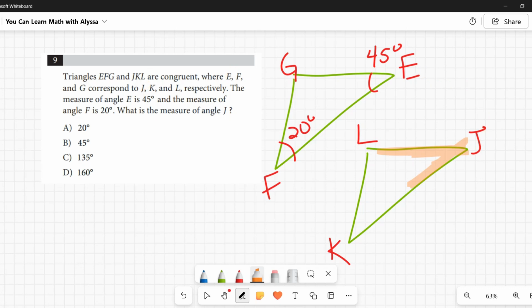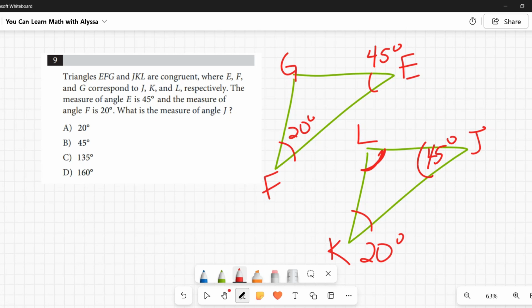In congruent triangles, corresponding angles and corresponding sides are congruent. Oh, I made that degree huge. There we go. So it's 45 degrees. That's it. We don't actually have to do any math on this one. If they had asked us for L or G, we would add those two together, subtract from 180. Even if they'd asked us for K, we could say that's 20 degrees.